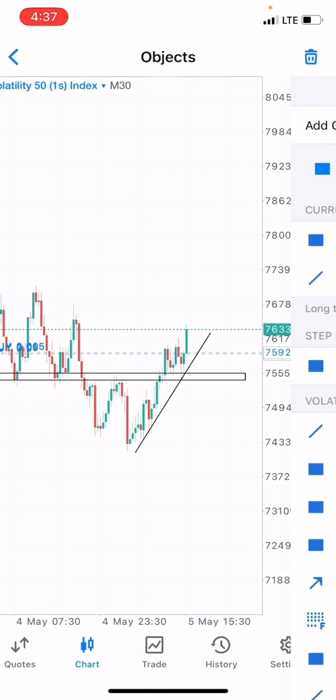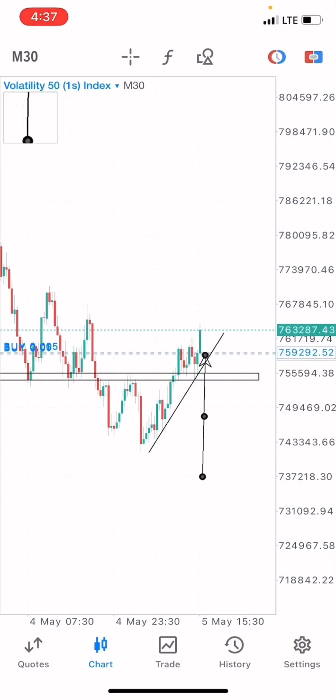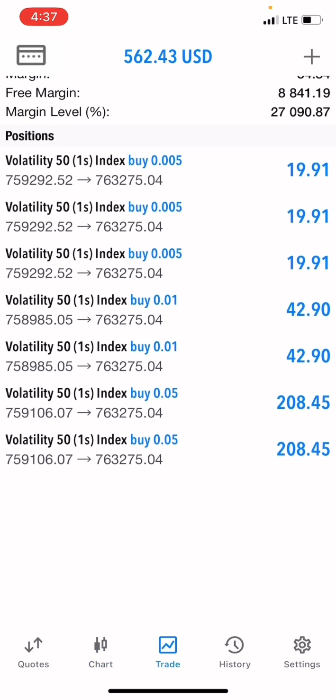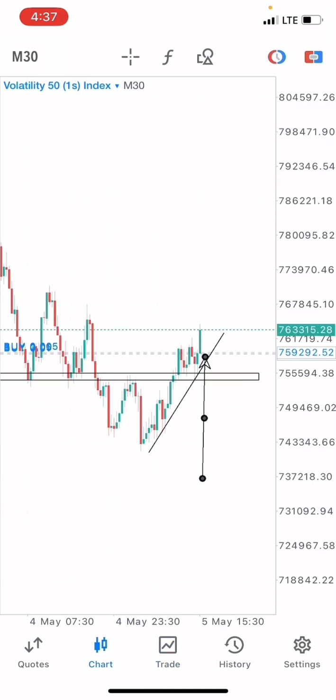Yeah, I got into this trade basically. I took these buys on 51s, and you can see how massive the market is moving. We are moving in good profits. So let's get back to the chart.